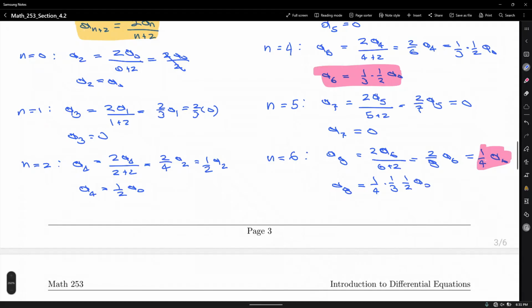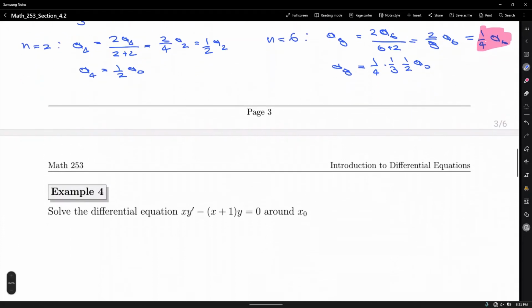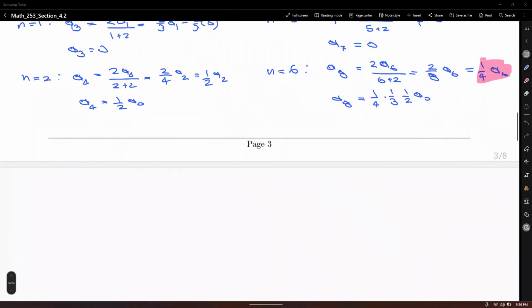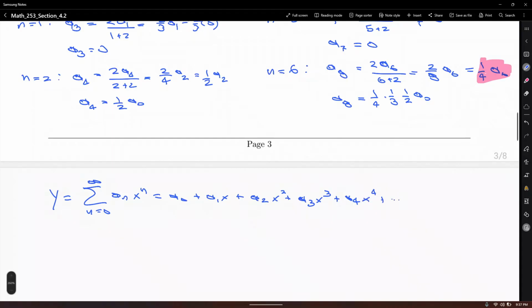Let's now write down the solution. Our solution, of the form which we initially called y equals sigma n equals 0 to infinity of a sub n x to the n, which is a sub 0 plus a sub 1 x plus a sub 2 x squared plus a sub 3 x cubed plus a sub 4 x to the fourth, etc. Let me write a couple more terms: plus a sub 5 x to the fifth plus a sub 6 x to the sixth plus etc.